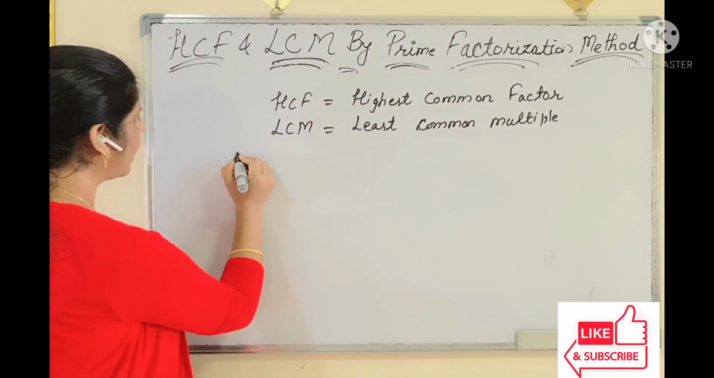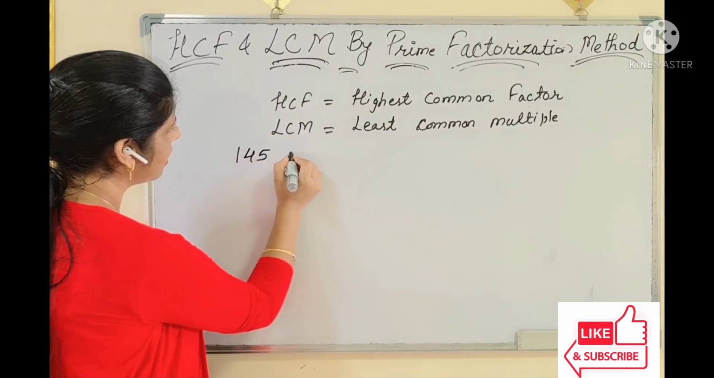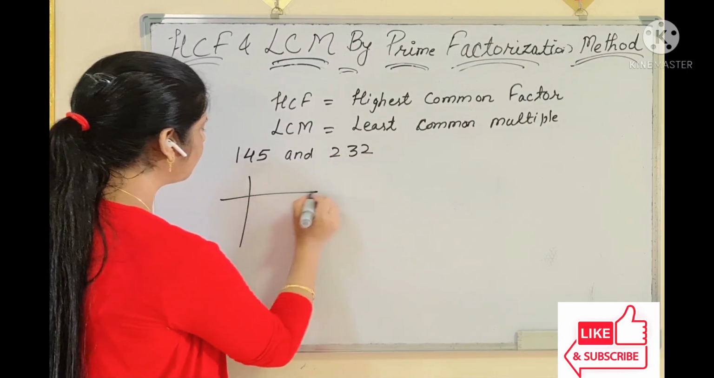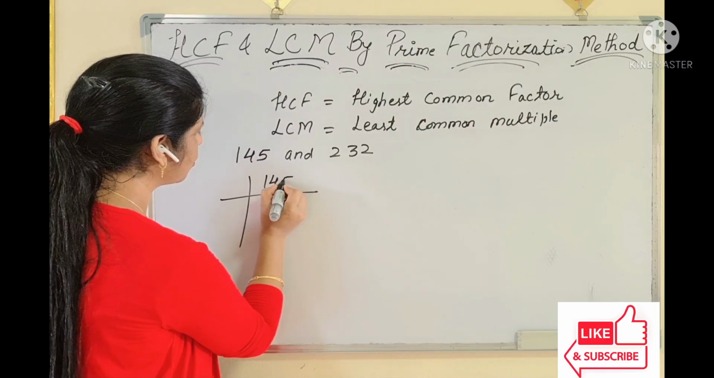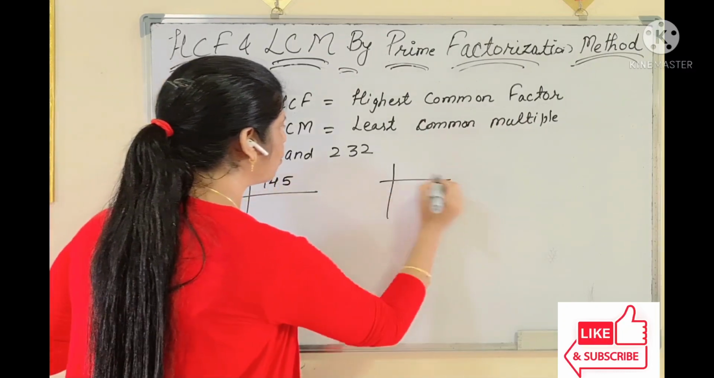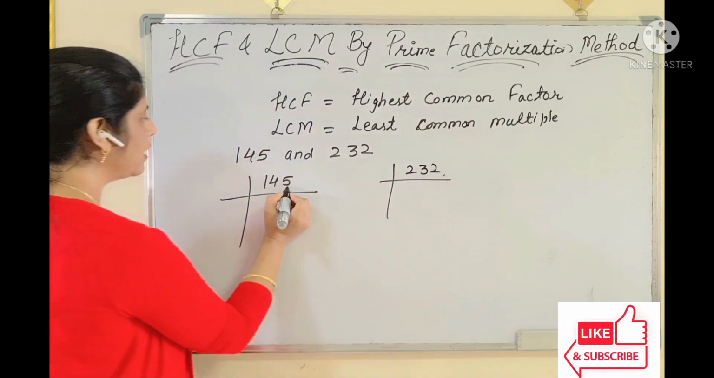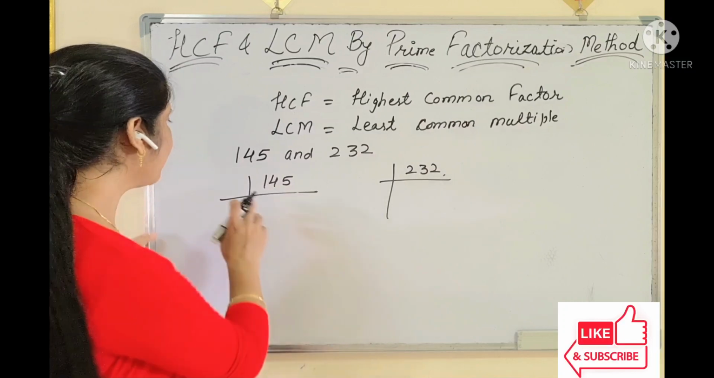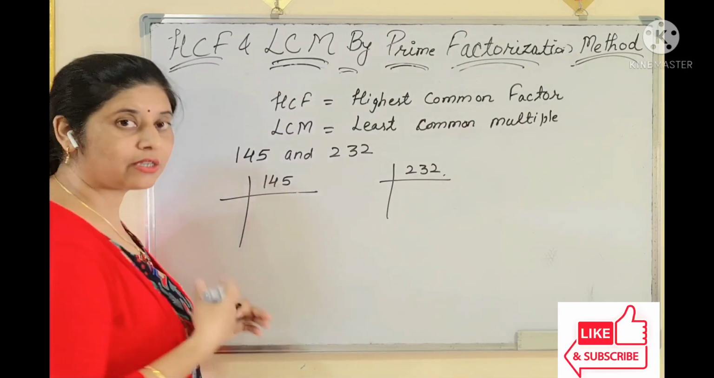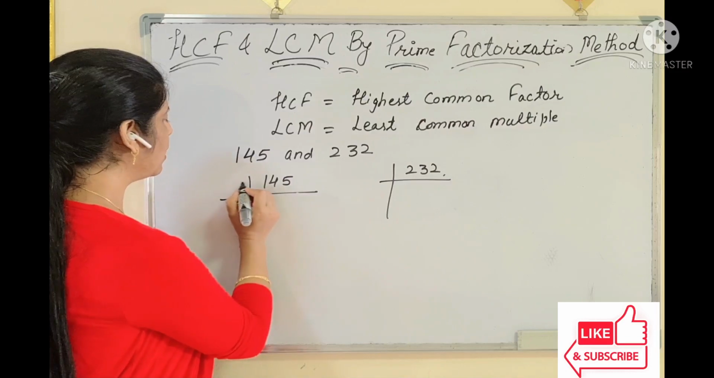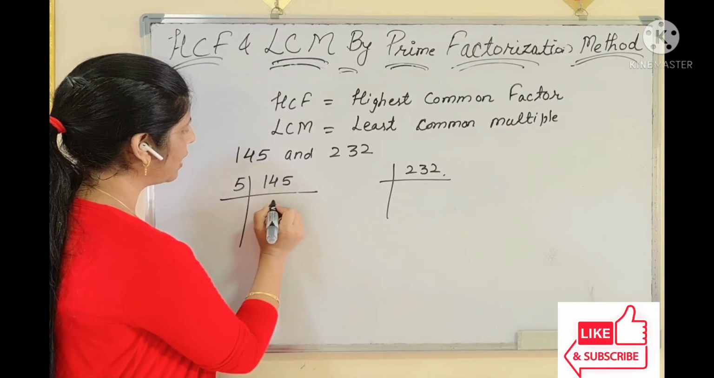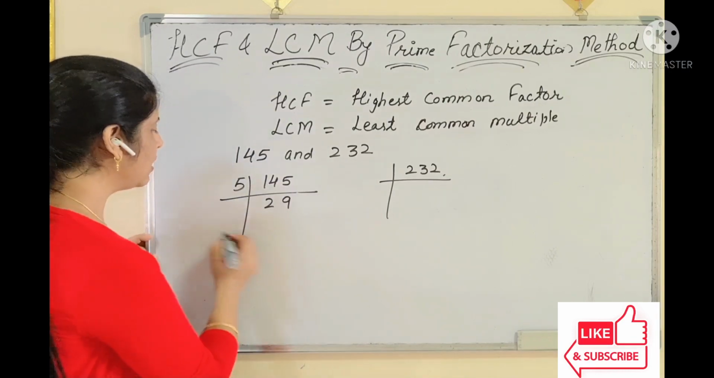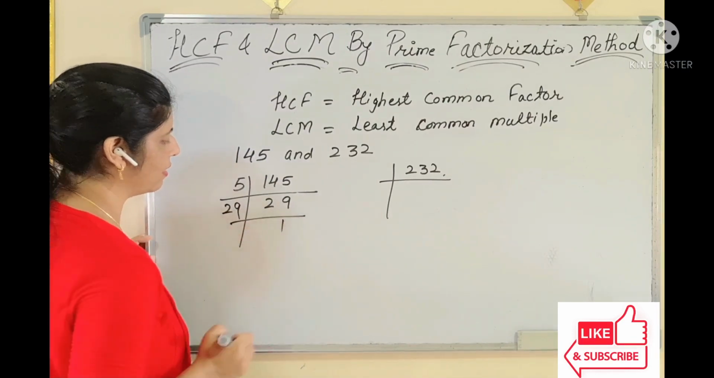Suppose we have to find out the HCF and LCM of 145 and 232. The first step is the same. First we have to find the prime factors of 145 and 232. 145 is an odd number, so it won't be divisible by 2. Let's try with 3. It's also not divisible by 3. So let's try with 5. 5 2s are 10, 5 9s are 45. 29. 29 is a prime number, so it will go by 29 itself.